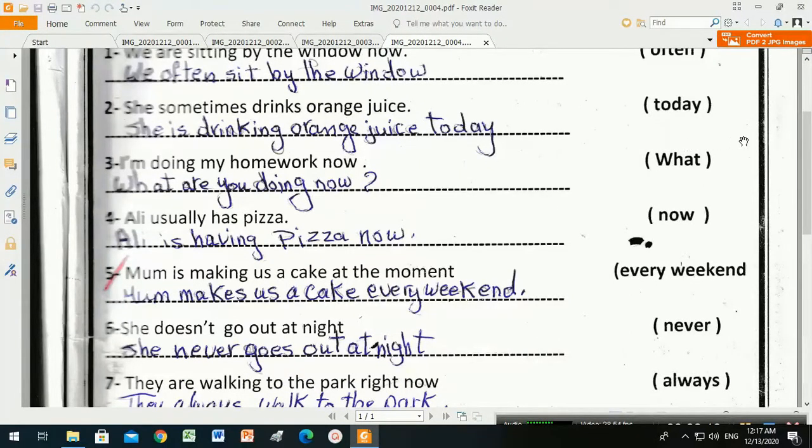Okay, between brackets, what? This is a question. We will start with what. Okay, I am changed into are you. Yes, very good. What are you doing now? Because of I am, in the question change into are you. What are you doing now?